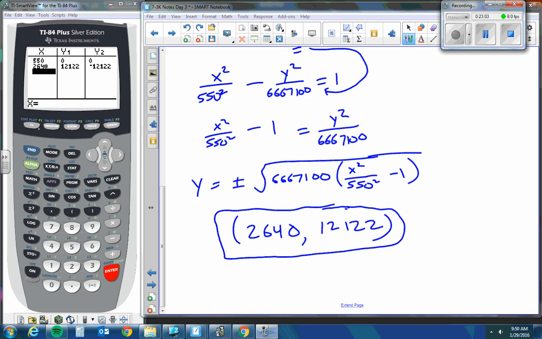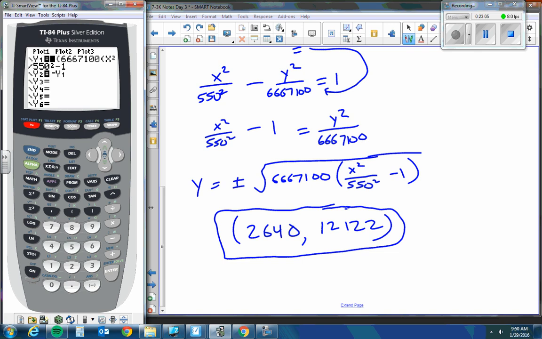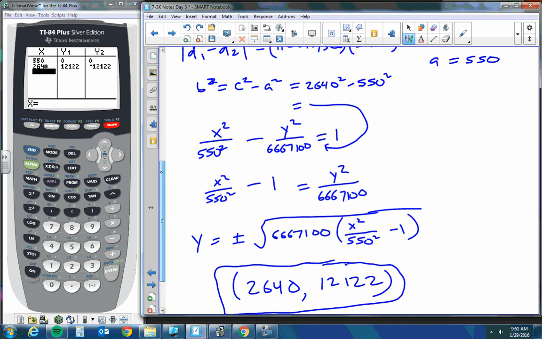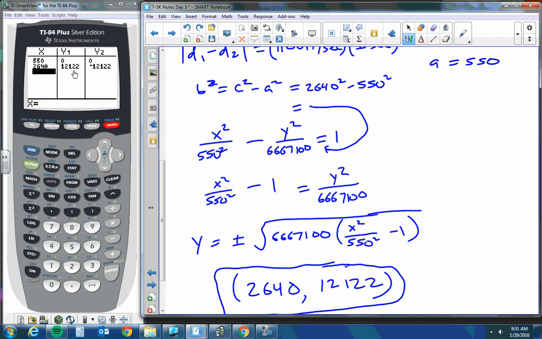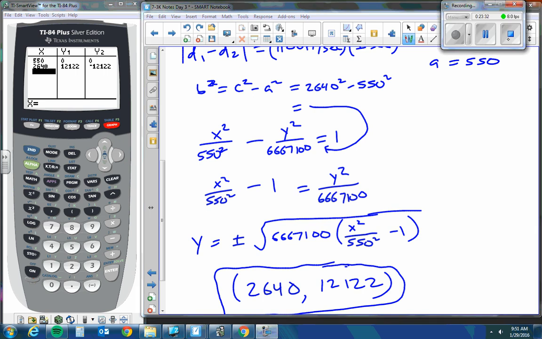Once you have the equation typed in, you could just go to the window and type it in. But if you go to table set and put it in ASK mode, then when you go to the table, you type in your x values, and it'll just spit out the answers. So you can see that was a nice check to see that it hits the vertex. And then when you type in 2640, you get the y value. And so that's our answer. That's where the lightning struck.